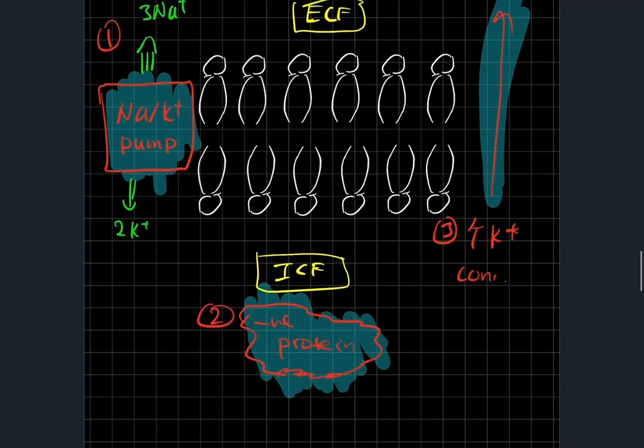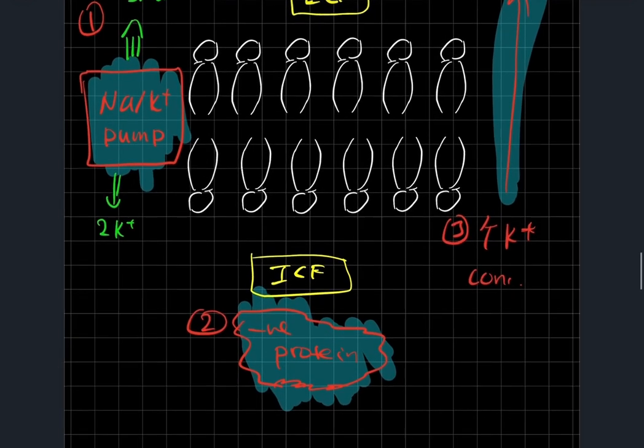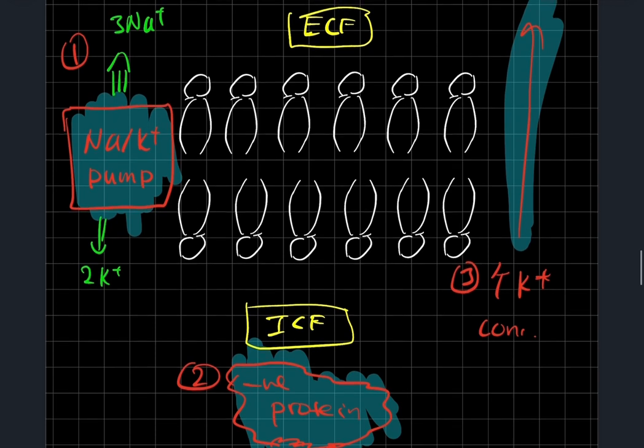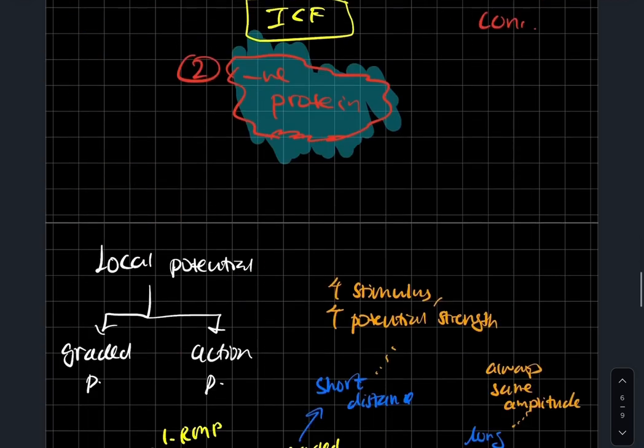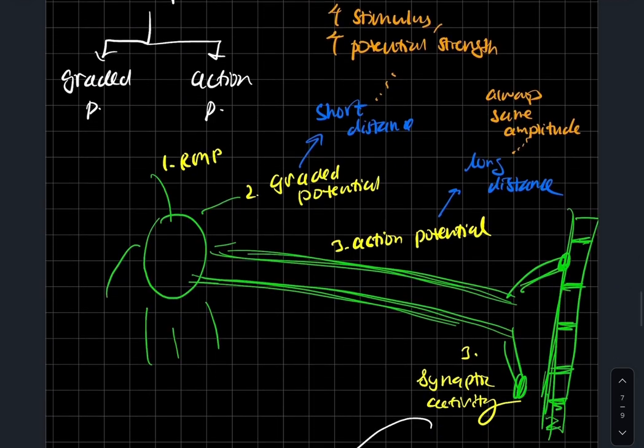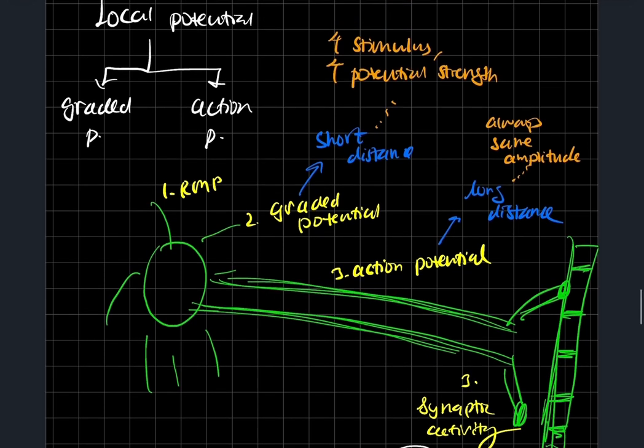And beyond that, we have negative protein in the ICF, which maintains the negative RMP. And finally, we have the high potassium concentration in the ICF, which leaks to the ECF. And this also results in less positive charge in the ICF. So to elaborate further on the RMP, we're going to talk about local potential. Local potential is a general term. And under local potential, we have graded potential and action potential.